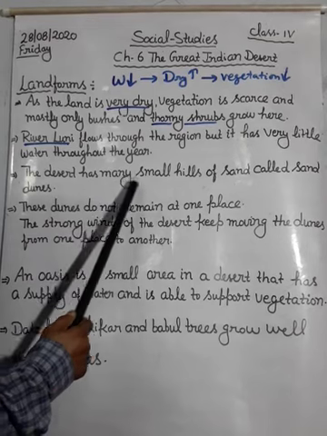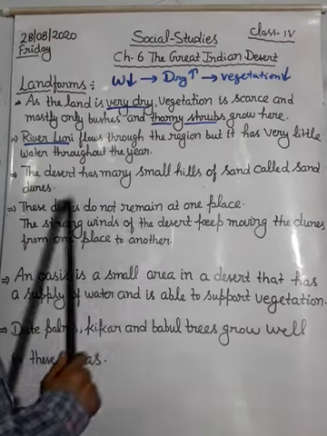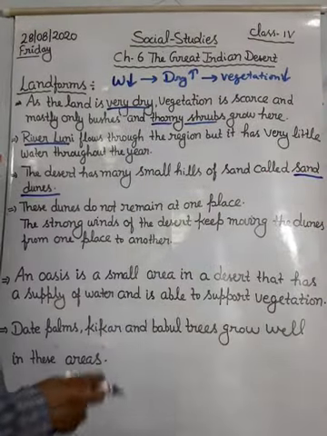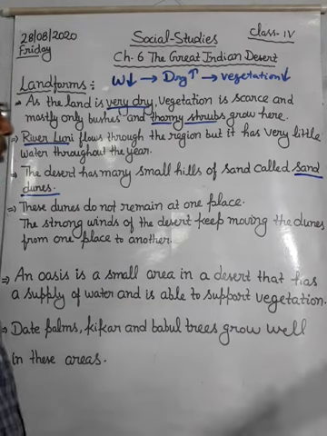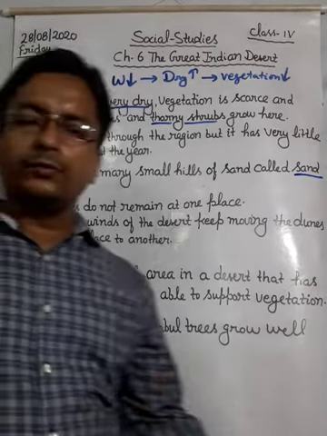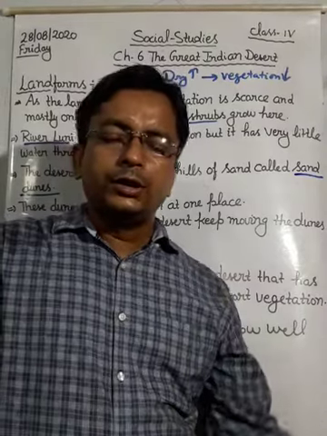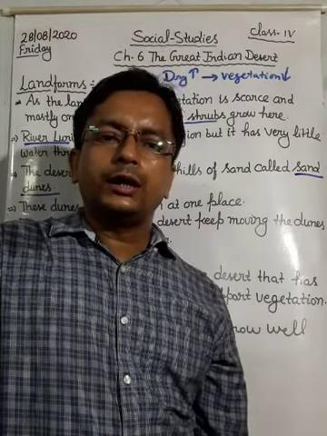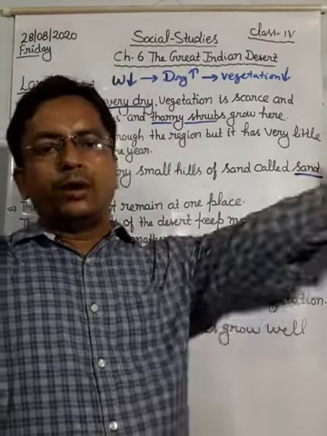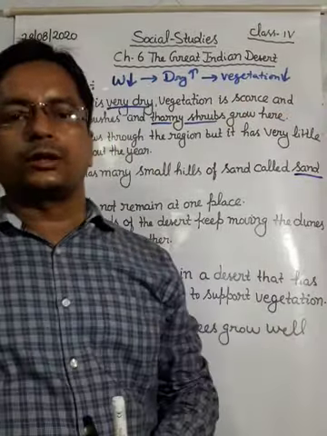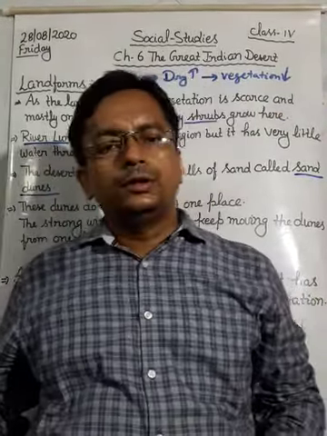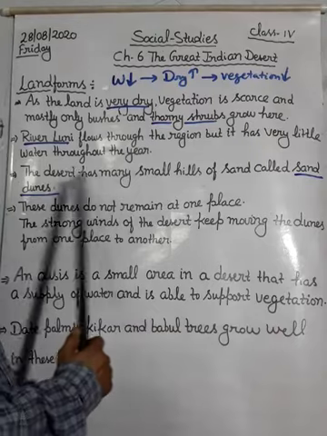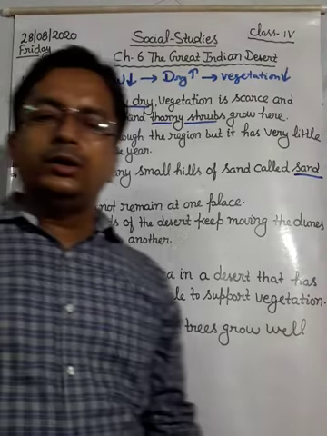The desert has many small hills of sand called sand dunes. A sand dune is made by wind. Wind collects sand from one part of the desert and leaves it in another part of the desert, and a mound is created. Mound means टीला, ऊंची जगह. Mound is created there, and this mound of sand is called a sand dune.